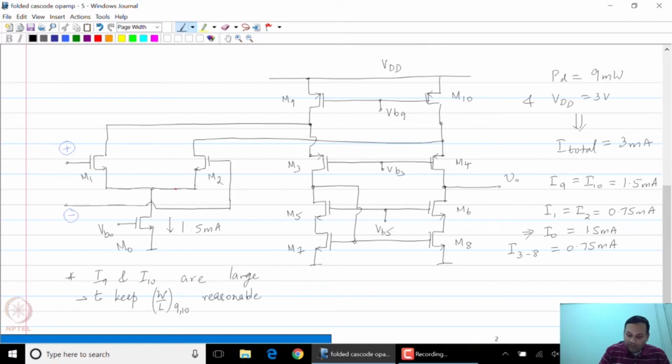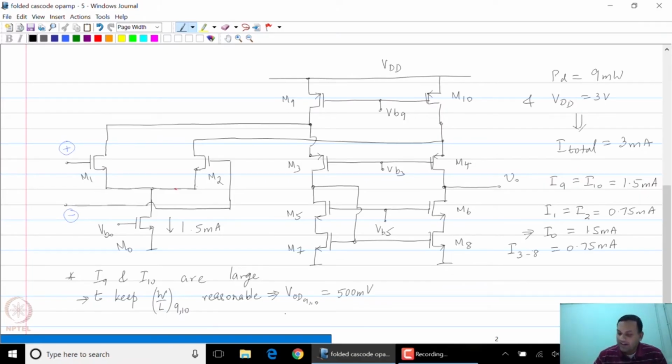We are going to say VSD SAT, or I'll just call it V overdrive, which is exactly the same thing, of 500 millivolts. And remember that the output common mode is very often under our control. So the output common mode doesn't have to be at VDD by 2.